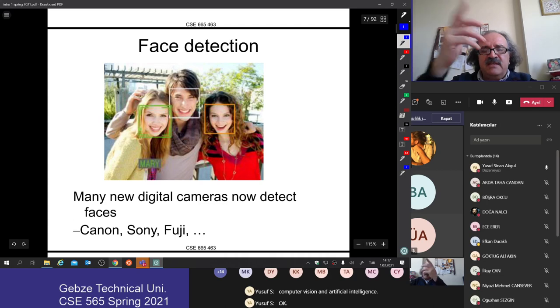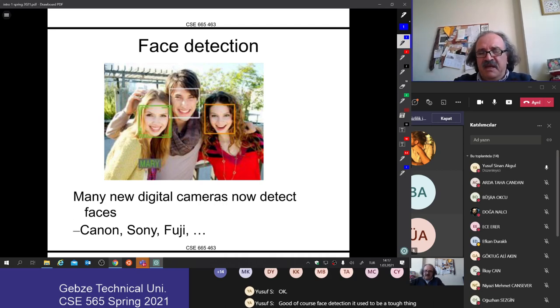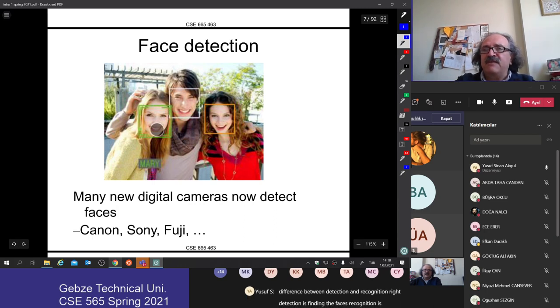Good. Of course, face detection, it used to be a tough thing, like 10 years ago. It was difficult. Nowadays, our cameras, our cell phones, they immediately recognize the faces of people that you are taking images of. They are all implemented in all the cameras. And the nice thing is, they do that too. I mean, it is not face detection anymore. We do face recognition. Do you know the difference between detection and recognition, right? Detection is finding the faces. Recognition is, this is a face and this face belongs to Mary, right? So these cameras are doing this.